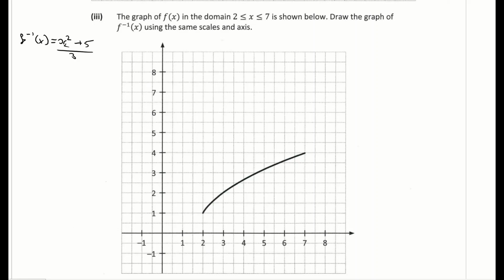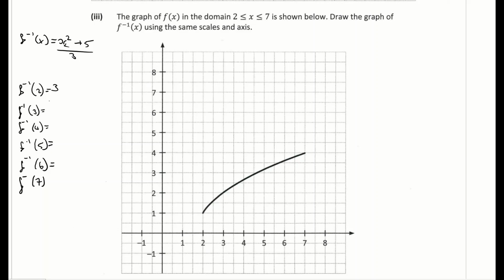Now we can do a little bit of work here. We can start subbing in our values for 2 to 7. So I'm going to find the values of my inverse when x is 2, when x is 3, and so on. So this is one way of doing it. You can probably draw it yourself, but let's do it out mathematically first. And f of 7. And when I work them out, when I sub 2 in for x, I get 2 to the power of 2 is 4, plus 5 is 9, divided by 3 is 3, isn't it?